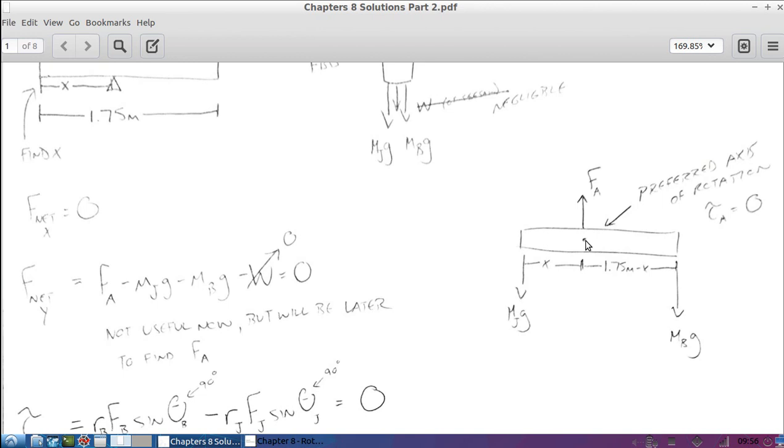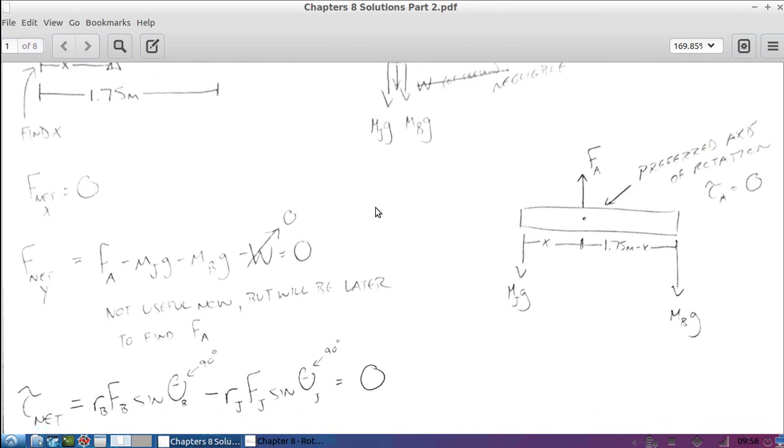That's what I meant when I said picking a convenient axis of rotation. Because I know John's weight force, I know Bob's weight force. I've got to pick a position for the pivot point to balance the seesaw out. So F applied isn't relevant, and I don't need to solve for it, so it's good to just eliminate that variable from my third Newton's second law statement.